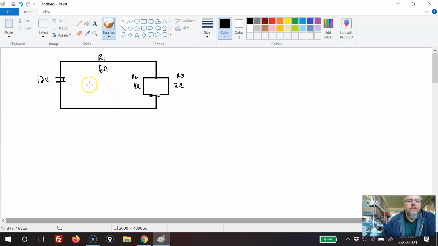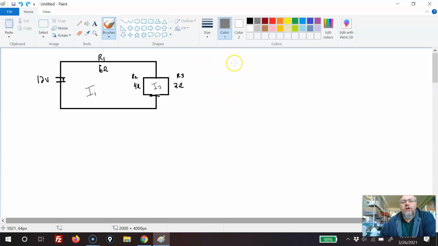Matrix, you make this, we're going to start designating things. This inner loop we're going to say is current I1, and the current around this guy we're going to say is I2. Okay? Starting off, we're going to have to come up with an equation matching what we're seeing here, right?